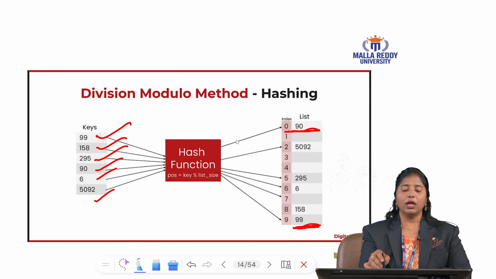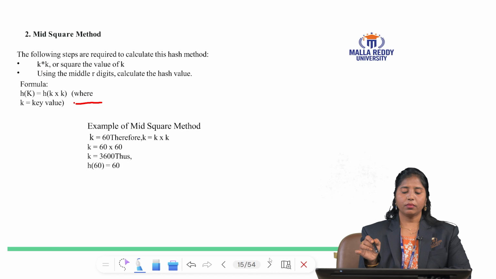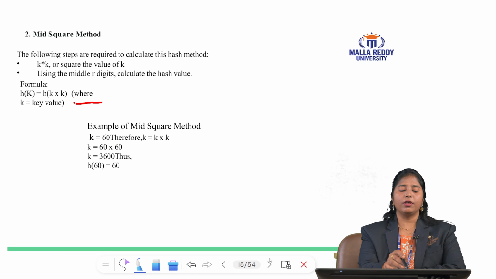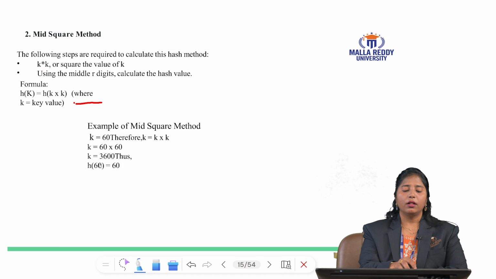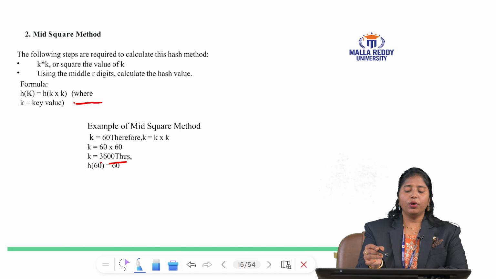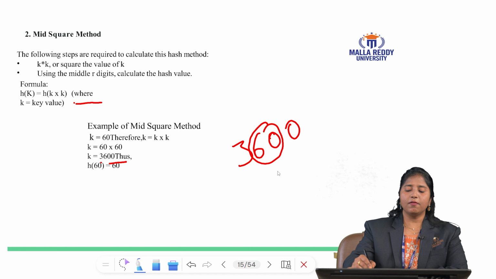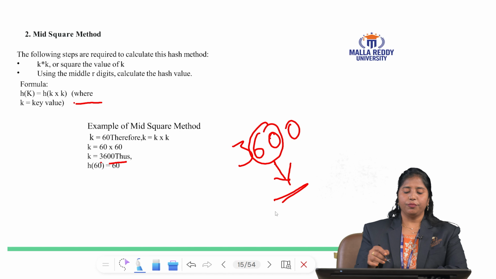If I take the k value 60, then 60 into 60 gives the value 3600. In 3600 we have to take the middle value. This is the place of the key index, so in this place we store the key index value.